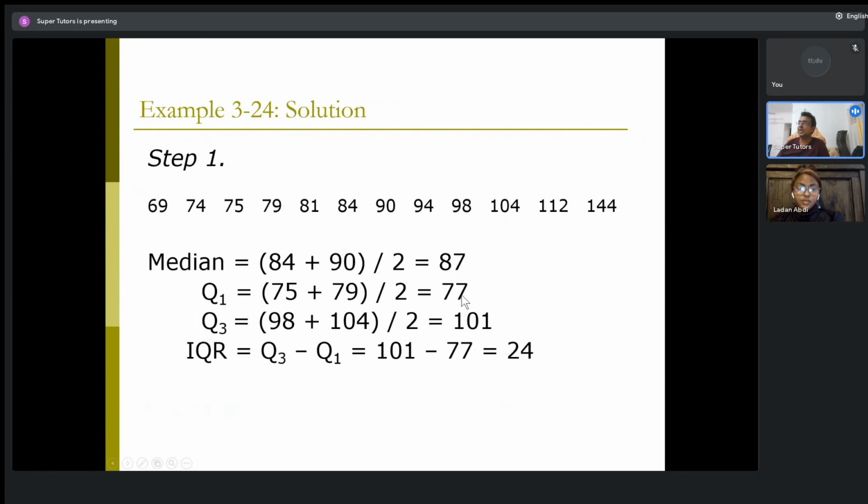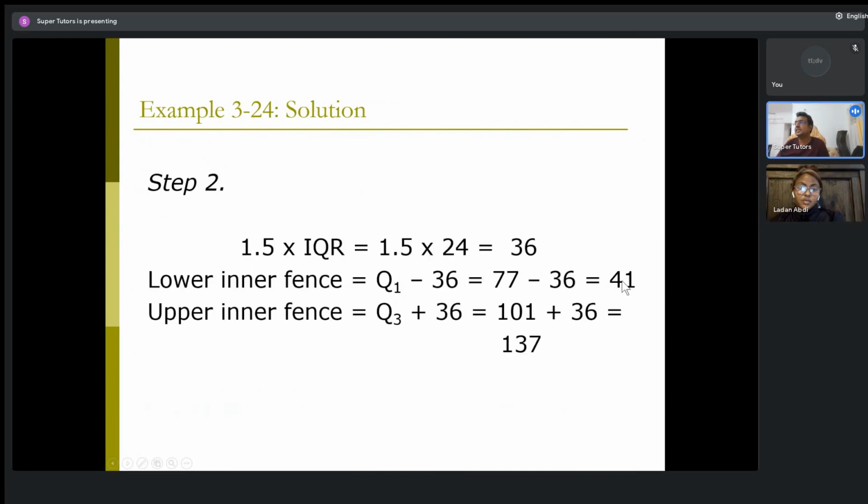So what was your first quartile coming to? 77. 77 minus 36 gives us 41. Upper inner fence means Q3 plus this number. So Q3 plus 36, which gives us 137, if that makes sense. Right.